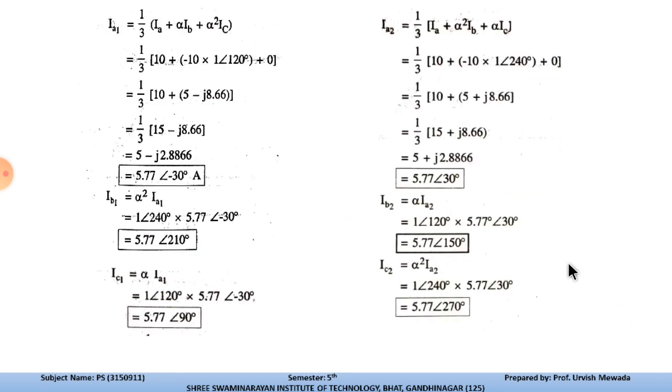Now let us calculate IA1. For IA1 we have the equation that is 1/3 of IA plus alpha IB plus alpha square IC.